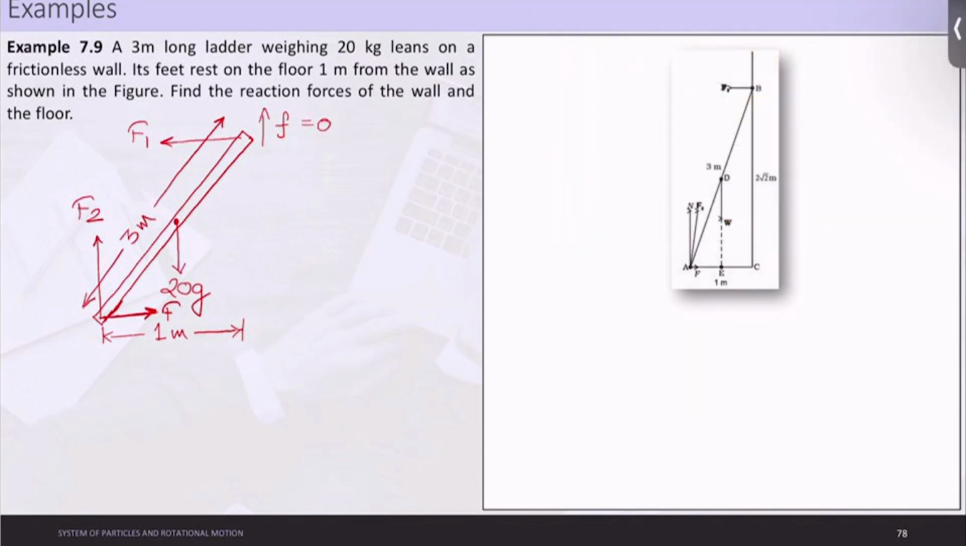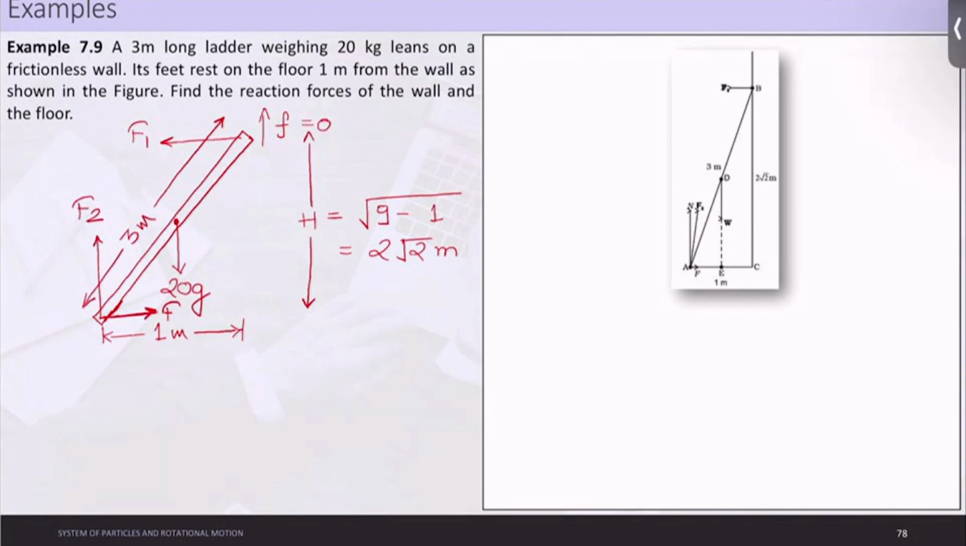Now let us understand more. Okay, so what will be this height here? This height can be calculated using your Pythagoras theorem. It is nothing but under root of 3 square, which is 9, minus 1 square, which is 1. So it is nothing but equal to root 8, which is approximately 2 meters. Okay, you got the value of h also. Now just simply do rotational equilibrium and translational equilibrium and calculate the result.